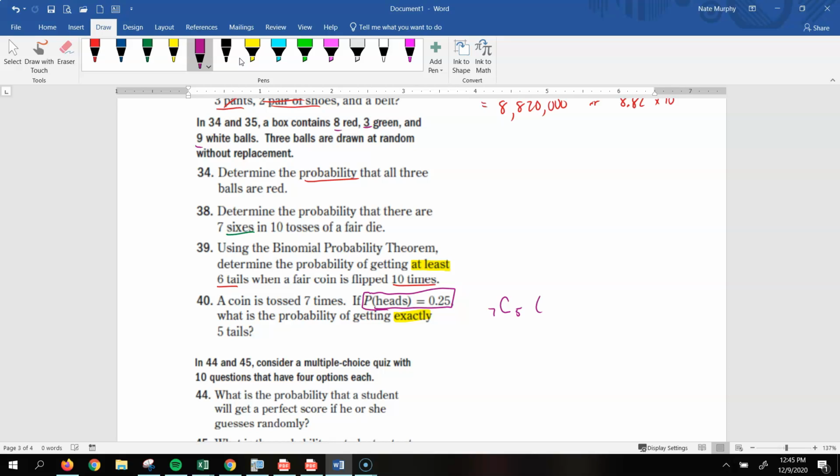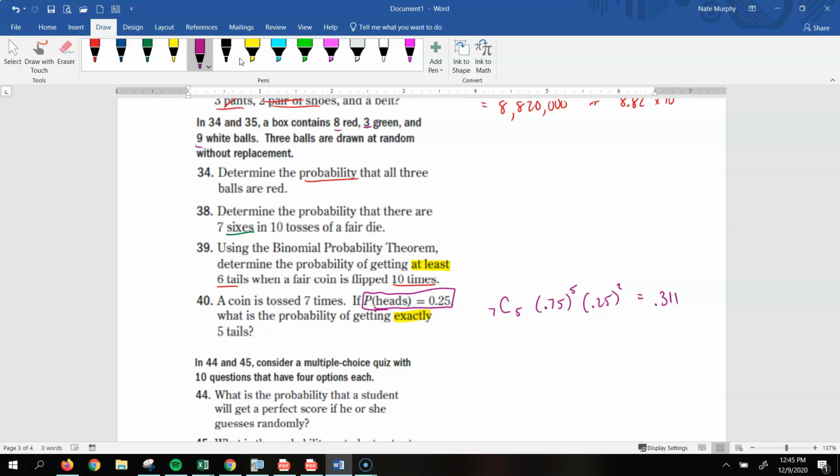Now there's 2 ways we could do that. If we have a 25% chance of getting heads, that means we have a 75% chance of getting tails, and we're going to get 5 of them. And then we have 0.25 to the 2nd power, because if we get 5 tails, we would get 2 heads. And when you do that, you get 0.311.